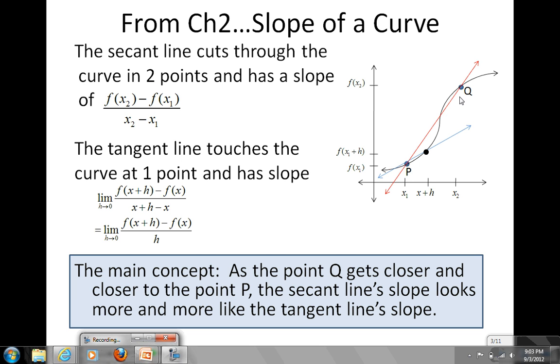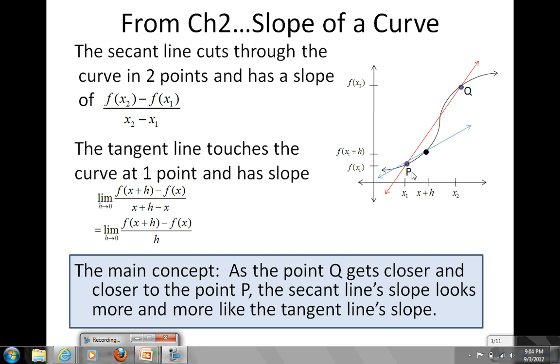So what we'll do is we'll introduce a second point, Q, and we'll look at the line that goes between P and Q. And if we're focused on the slope of that red line, then we know from Algebra 1 that it will be just change in y over change in x, or what I put over here as f of x2 minus f of x1 over x2 minus x1. And again, that's just the slope of the line that goes through P and Q, 2 points on the curve. So because it goes through 2 points on the curve, we call that a secant line.